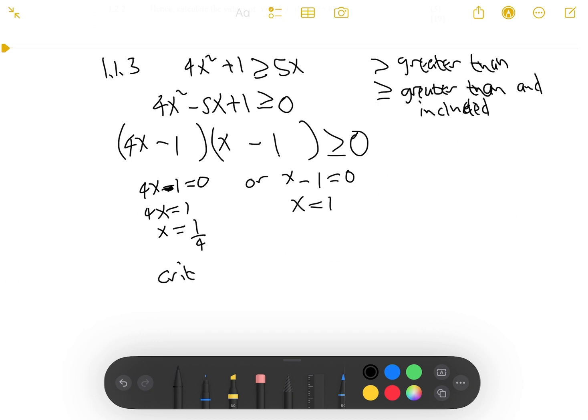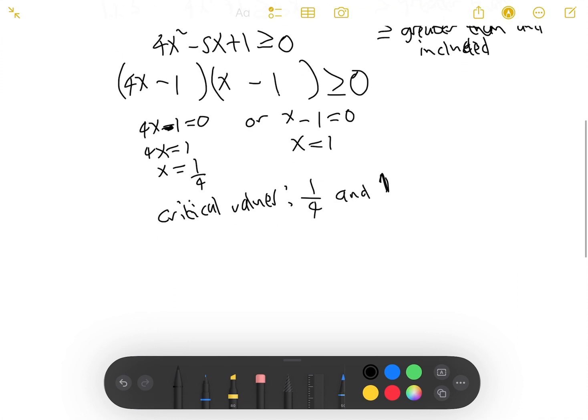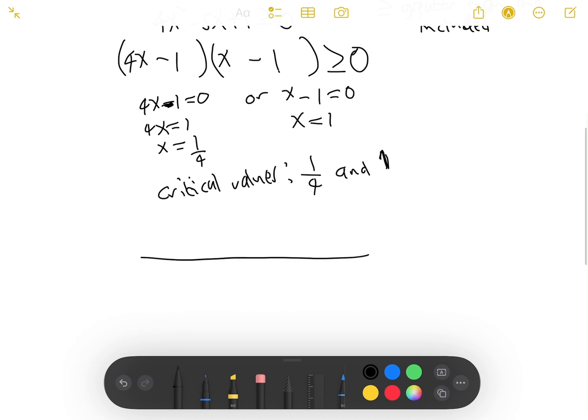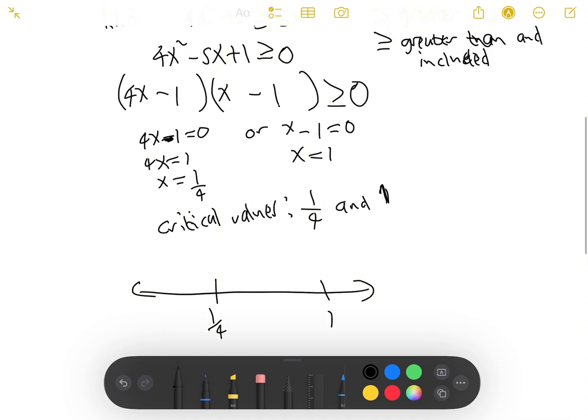So these are our critical values. We started with the small one, 1 over 4, and 1, right? These are our critical values. On a number line, we start from negative to positive. 1 over 4 is less positive than 1, and then we put 1 here.